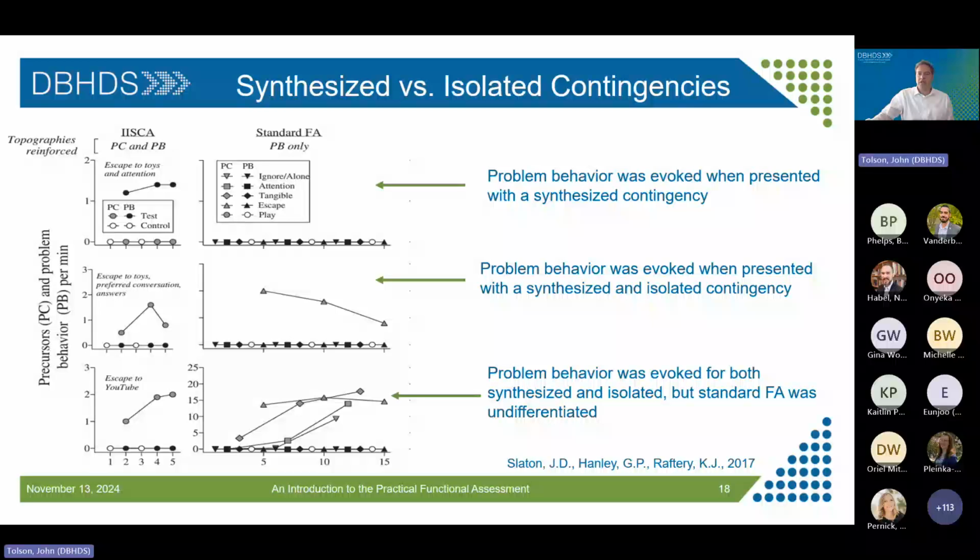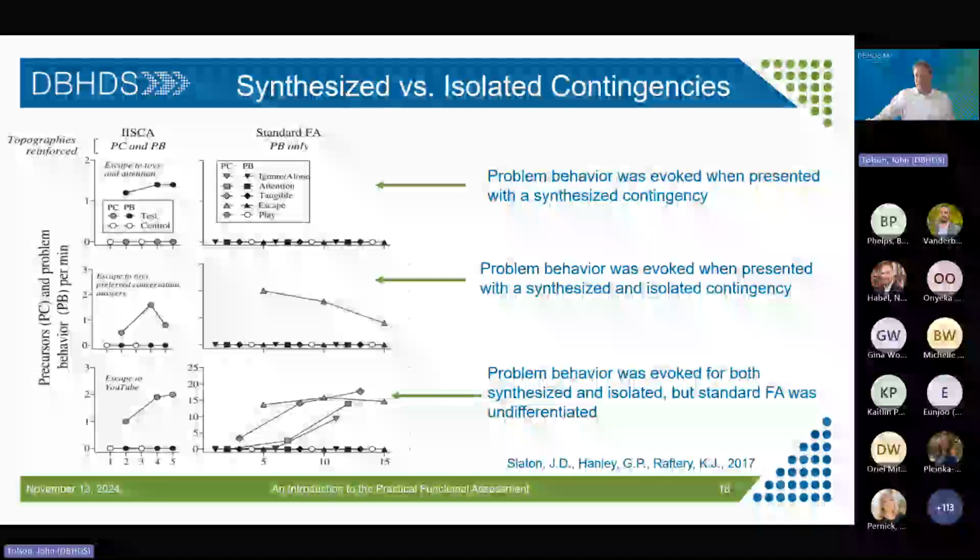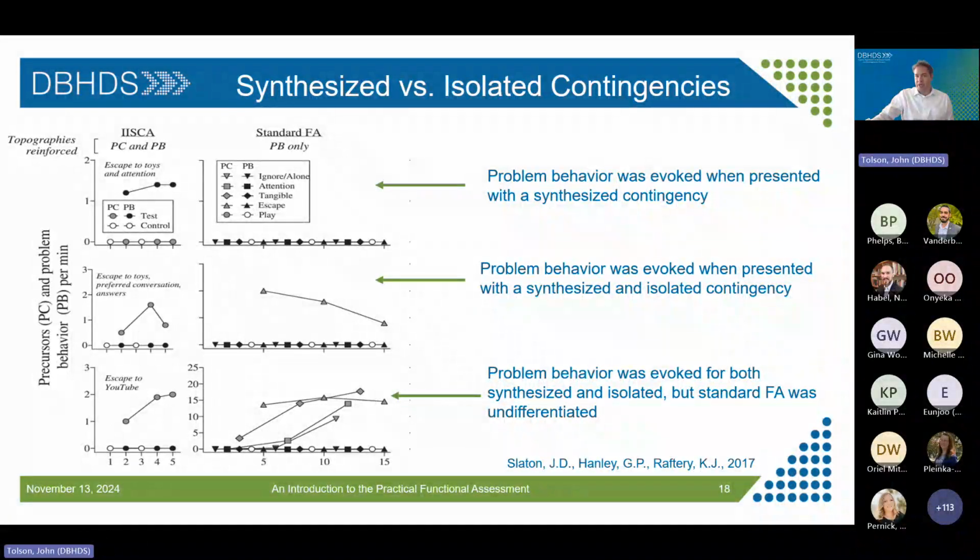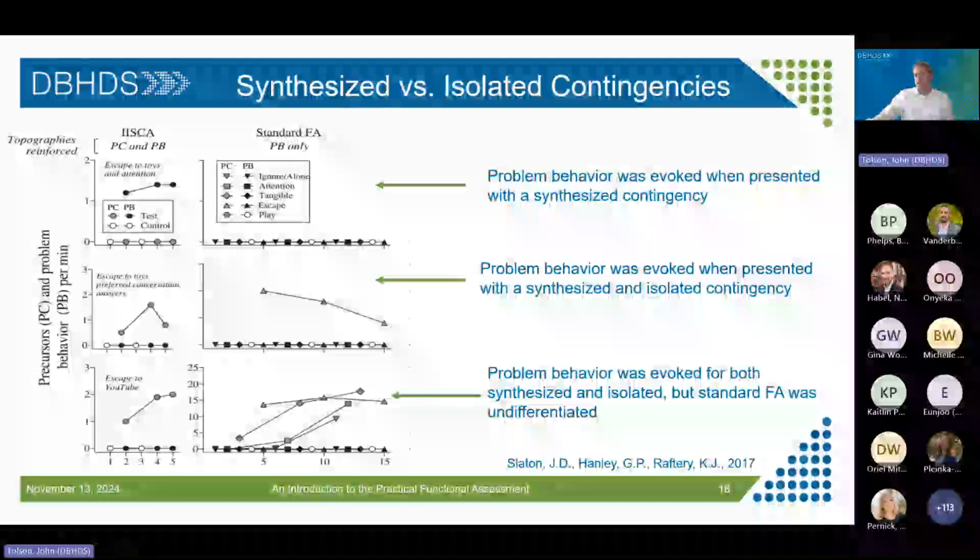In these graphs, you will see examples of reinforcing synthesized contingencies compared to reinforcing isolated contingencies. So synthesized, you've got your ISCA on the left, standard FA on the right, your isolated contingencies. In these graphs, R1s, which are more serious forms of problem behavior, were plotted using black data points, and R2s, co-occurring and precursor behaviors, were plotted using gray data points. White data points indicate problem behavior occurring in the play control condition.